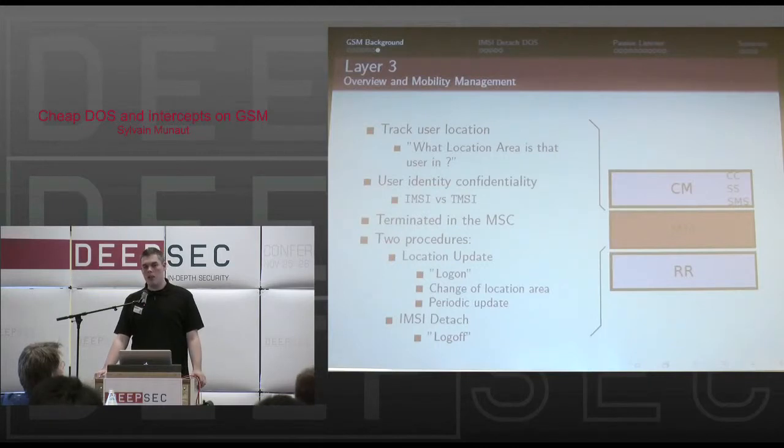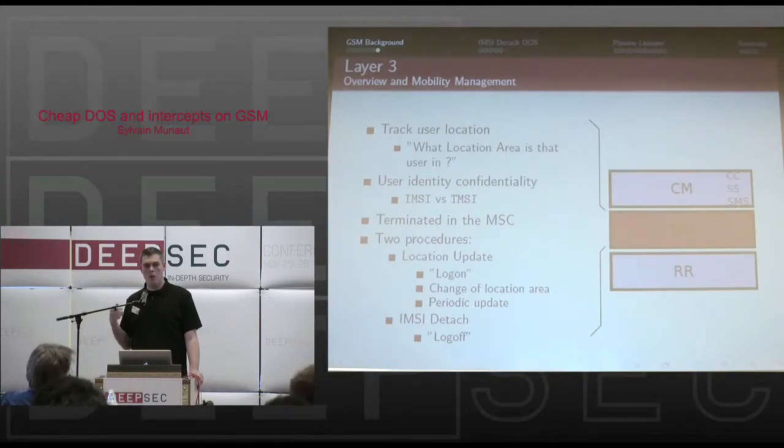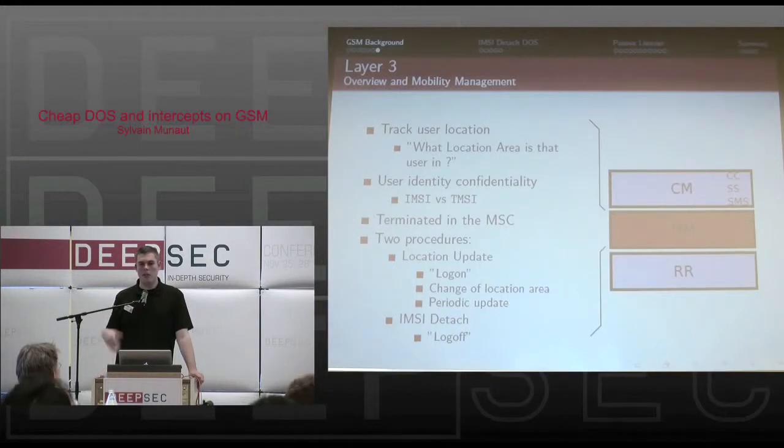To accomplish this goal, it uses two main procedures. The first is called the location update. This procedure is used in three separate cases. First, when you turn on your mobile phone, like you log in to the network, or when you change location area, so you basically tell the network, I moved from this location area to that other location area. Or what's called the periodic update: without any reason, your phone will just contact the BTS to say, I'm still here.